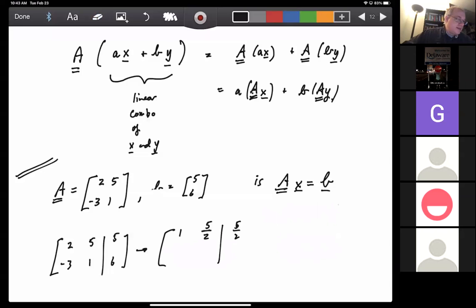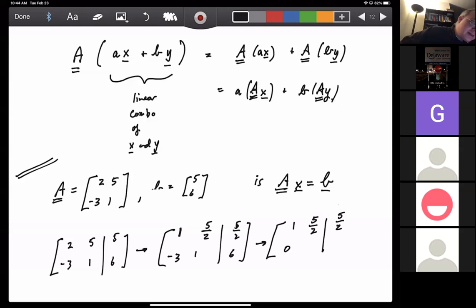Okay, so we can make that first entry a 1 just by dividing the first row through by 2 or multiplying by a half. Then we have -3, 1, and 6. And then we could make a 0 below that pivot entry of 1 in the first column. Multiply the first row by 3 and add it to get that 0. So 15 halves plus 3 halves is 18 halves, would be 9. 15 halves plus 12 halves is 27 halves. And then you really don't need to do the last step here, but let's do it.